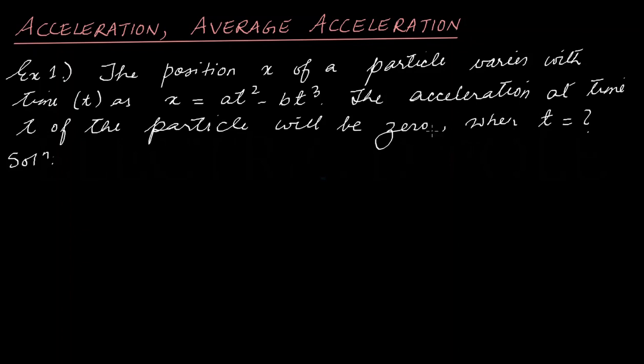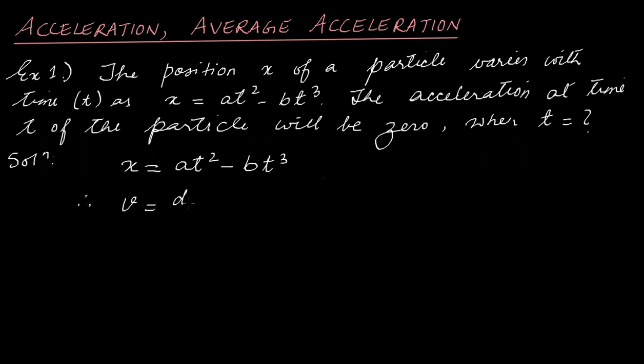So we have to find first the acceleration of the particle, and then, according to the question here, the acceleration will be 0. That means we will equate that equation of the acceleration to 0, and from there we'll find the value of t. Okay, so the position is already given as x is equal to at square minus bt cube. So first of all, we'll have to find the velocity.